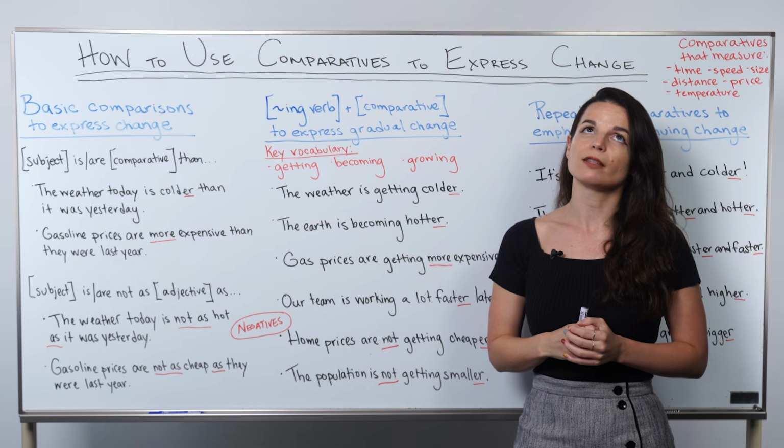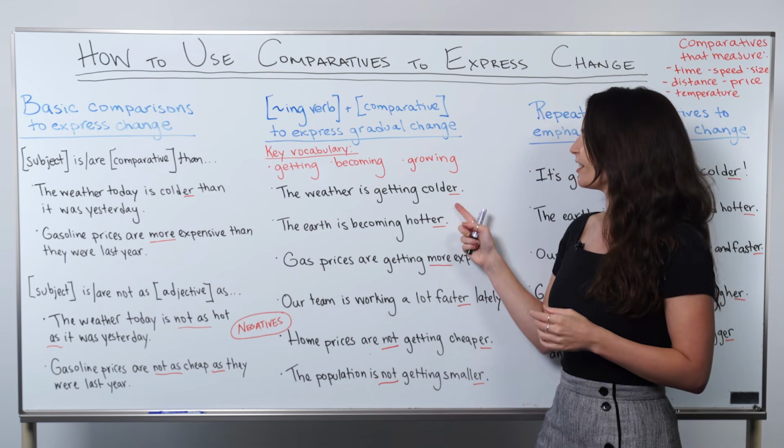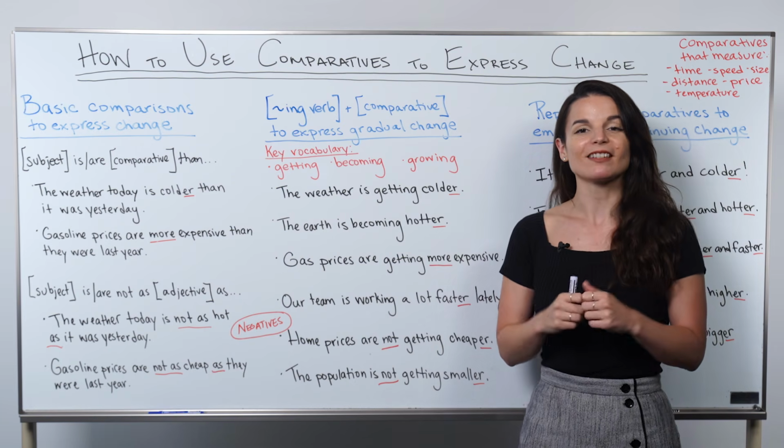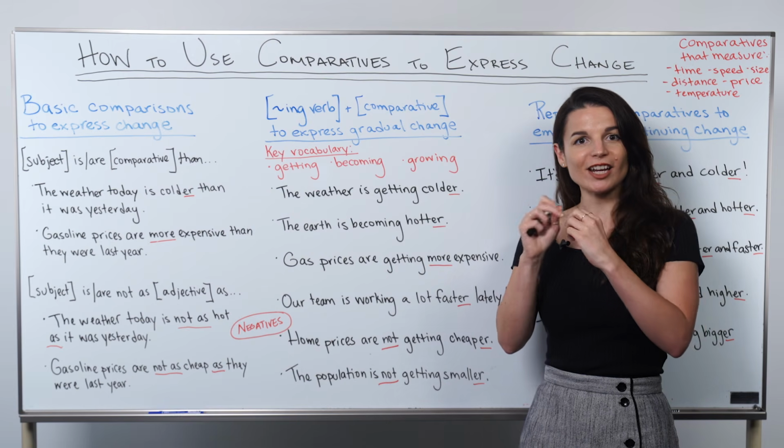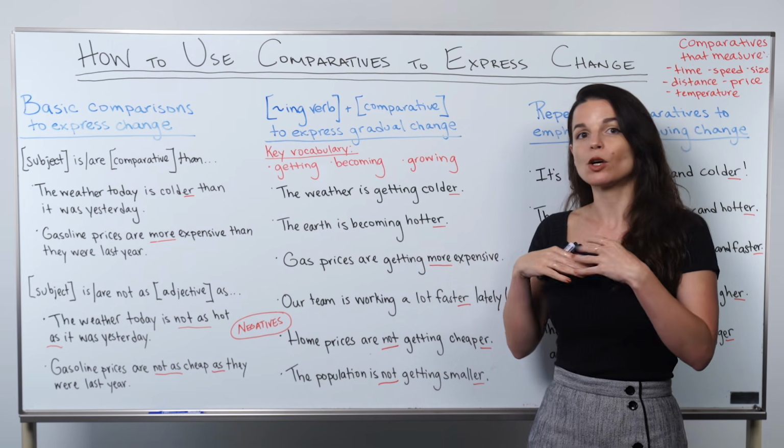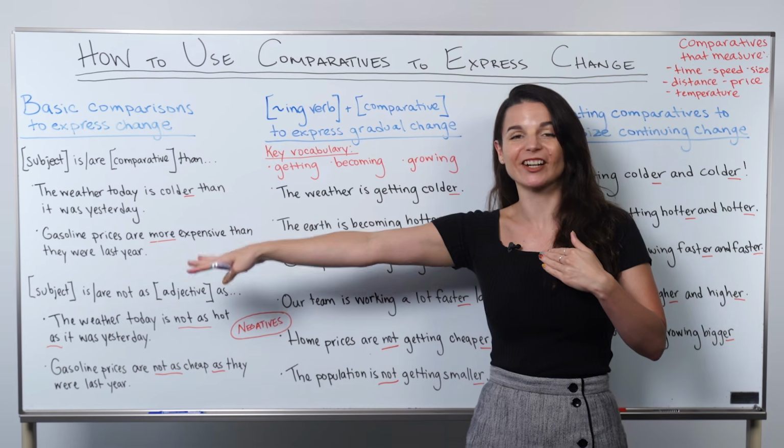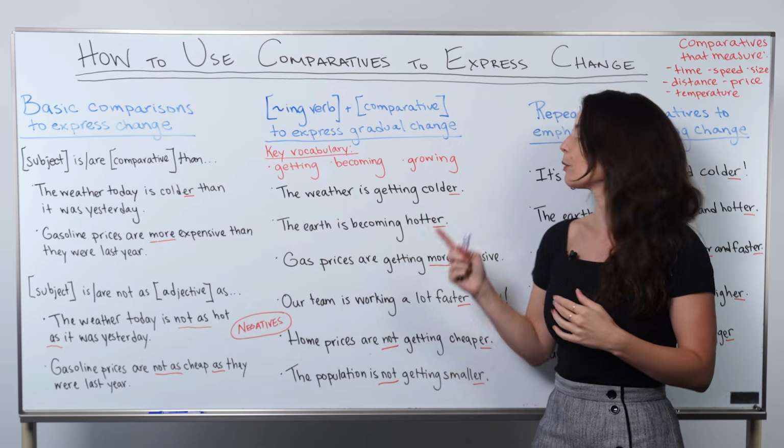So for example, if it's 6 p.m., and you say the sentence, the weather is getting colder, it means the weather is slowly changing and it is becoming more cold than earlier today. That's what it sounds like. That's what we express here.